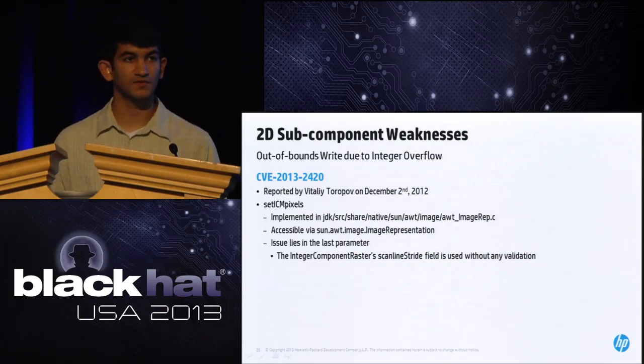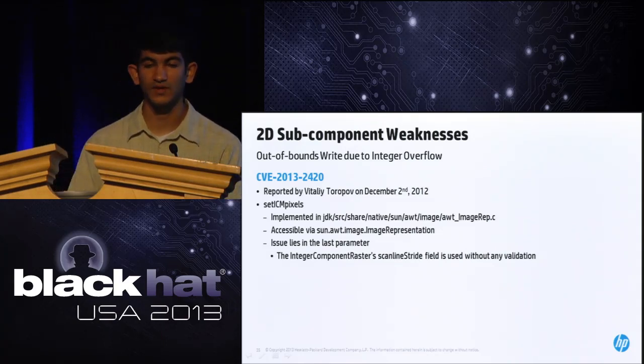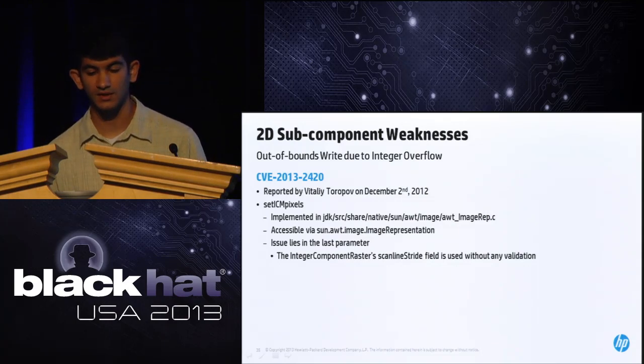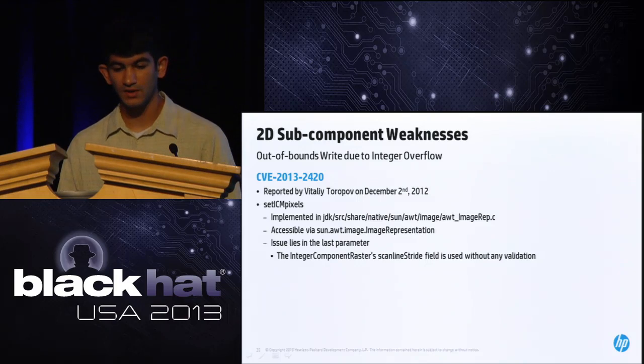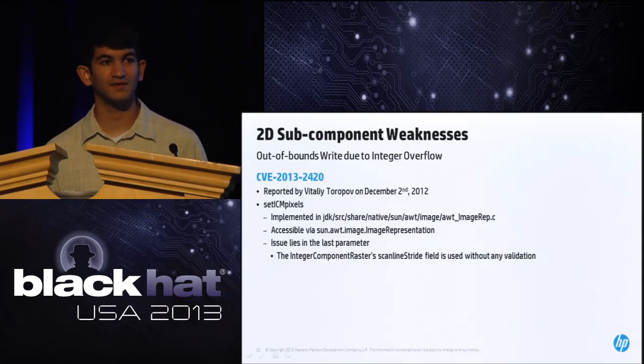The last 2D subcomponent weakness is an out-of-bounds write due to integer overflow, and it was reported to us by Vitaly Toropov on December 2nd of 2012. CVE 2013-2420 exists in the native code as well, in Sun AWT image rep. It's accessible via Sun AWT image representation, and the vulnerable function is set ICM pixels.